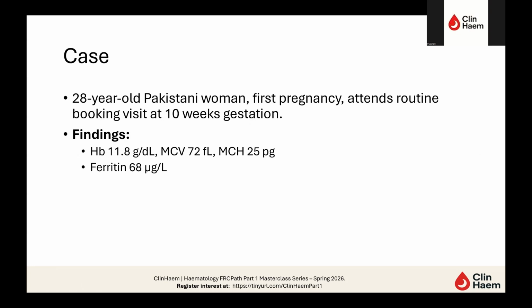Anybody tell me why? Because low count can be seen in traits. So basically, to help you differentiate, and this is not set in stone, but just to give you an idea, like a feel of it. The Mentzer index. Yeah, exactly. So there are lots of indices which help you differentiate between iron deficiency and thalassemia traits.